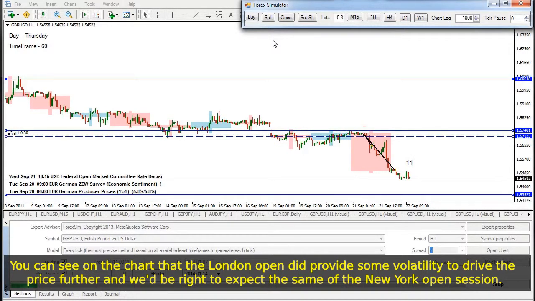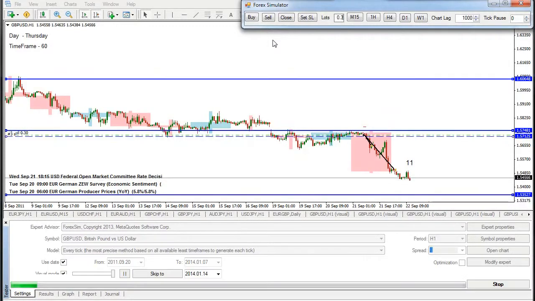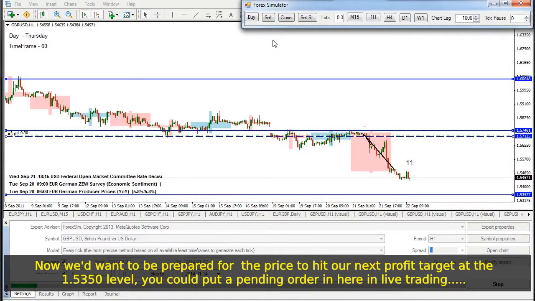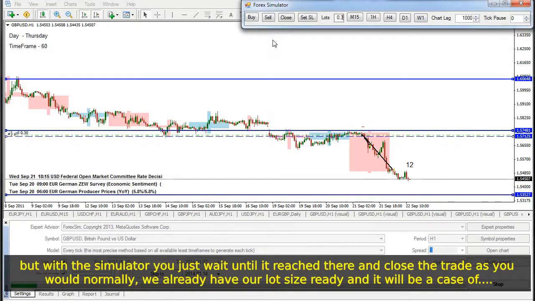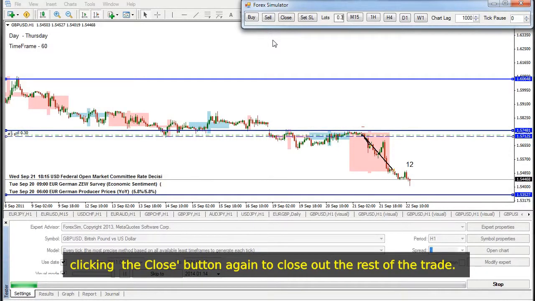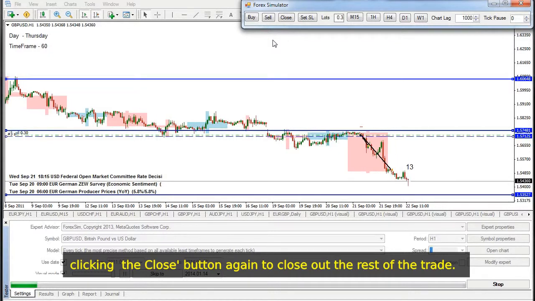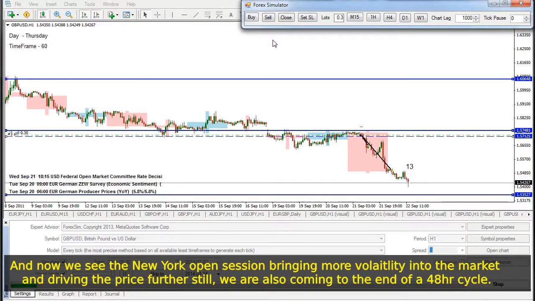You can see on the chart that the London Open did provide some volatility to drive the price further, and we'd be right to expect this to continue in the New York Open session. Now we'd want to be prepared for the price to hit our next profit target at the 153.50 level. We could put a pending order in live trading, but in the simulator, we can just wait until it reaches there and close the trade as you would normally. Clicking the close button again to close out part of the trade.